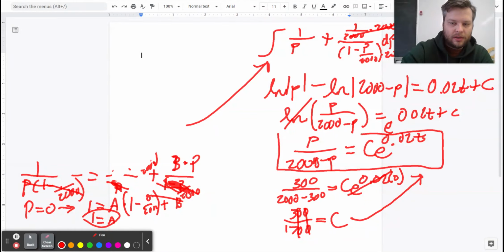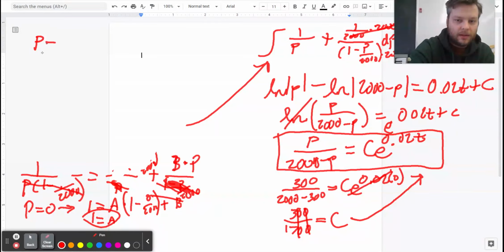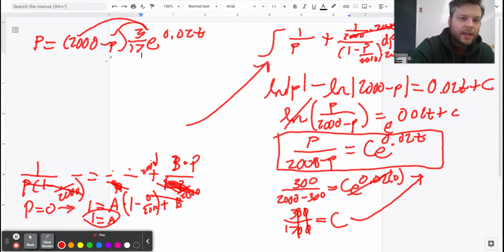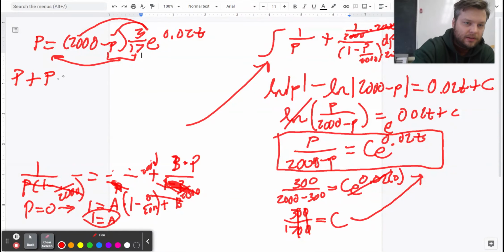If you haven't seen it before, it can feel like a lot, but what we have is this almost solved differential equation. I'm going to multiply both sides by 2000 minus p. So I get p equals 2000 minus p times 3/17 e to the 0.02t. Distribute that out and add this term to the left side. So now I have p plus p times 3/17 e to the 0.02t equals 2000 times e. I forgot my 3/17. I'll just put it at the end.